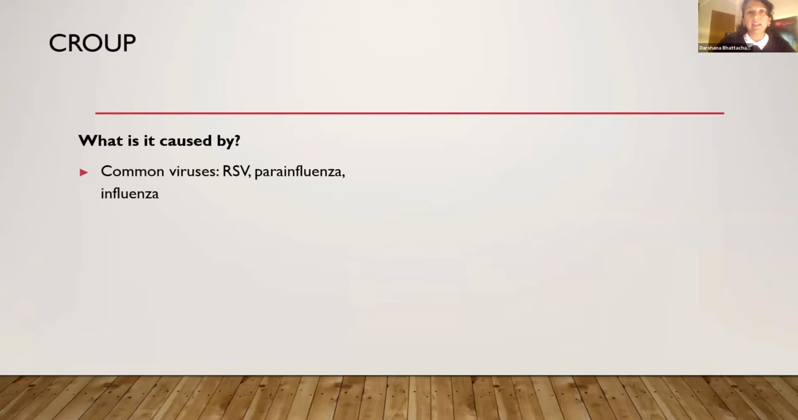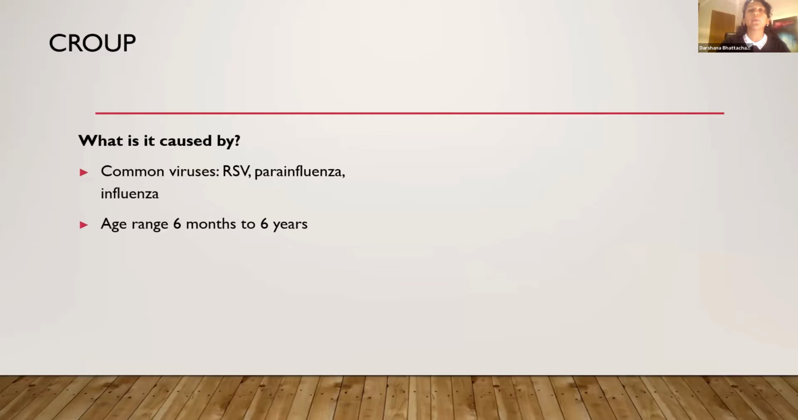So croup is very common in the winter months, caused by common cold viruses such as RSV, parainfluenza, influenza. Obviously, given the last year and a bit of pandemic and COVID, we may well have seen a shift in the timing of our winter viruses at certain times of the year, but certainly croup is classically a winter viral illness. There is a fairly specific age range. It tends to occur between the ages of 6 months to 6 years.